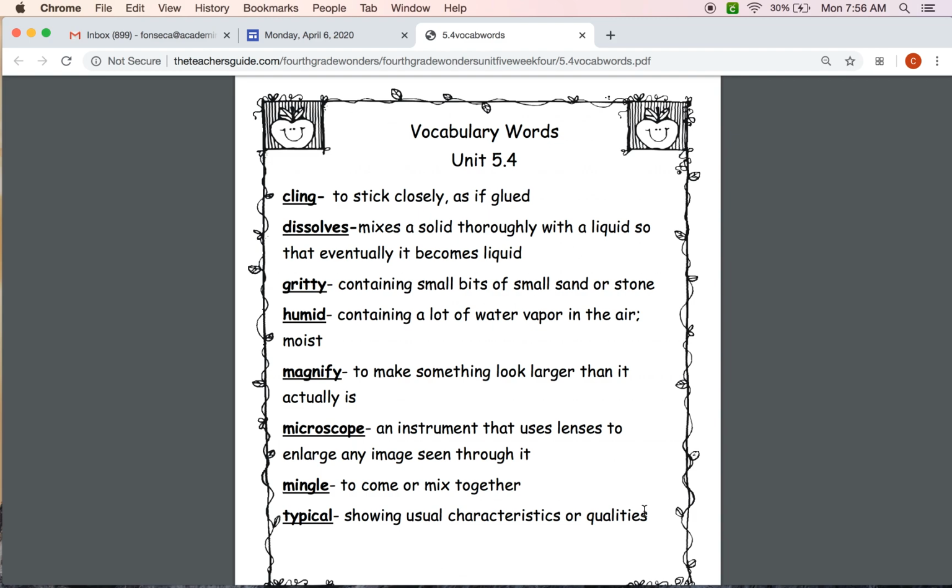Those are your vocabulary words for today. Tomorrow I'll make another video to really focus on the next two words, which are gritty and humid. Today you're only focusing on cling and dissolves. So once again, cling means to stick closely as if glued, and dissolves means mixes a solid thoroughly with a liquid so that eventually it becomes a liquid.